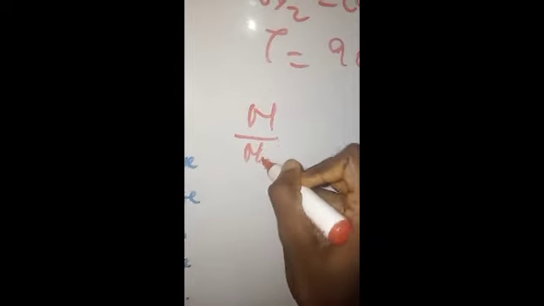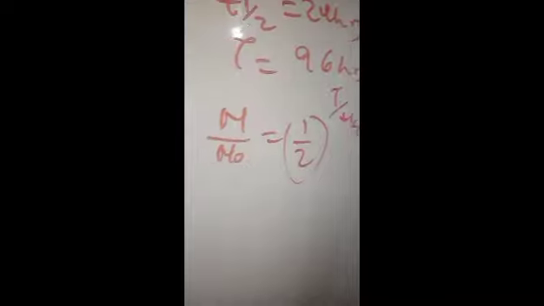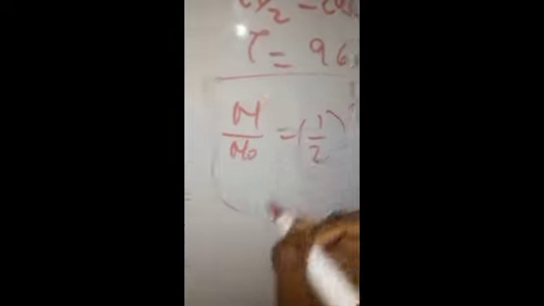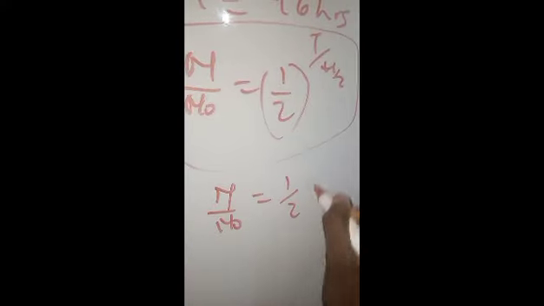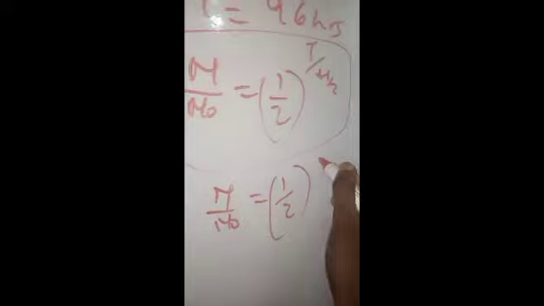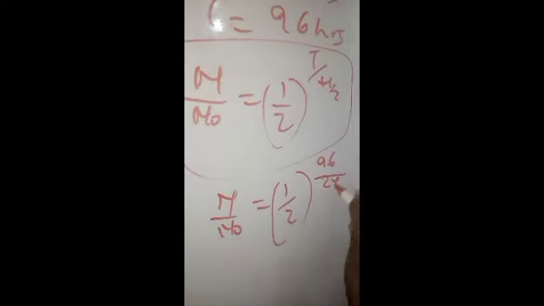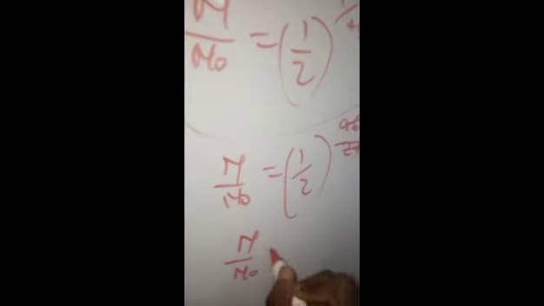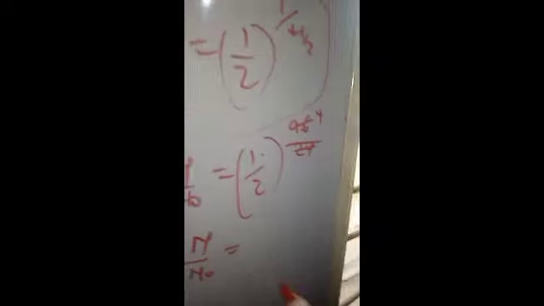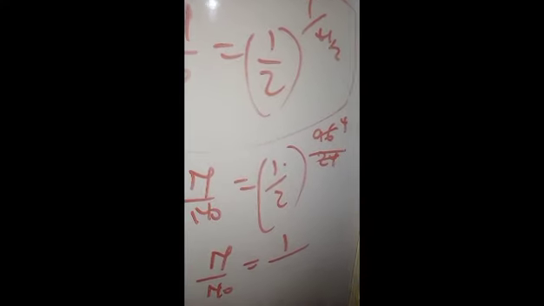N over N naught is equal to your formula, 1 over 2 to the power of T over T half. Then what's your N? Your capital letter N is what? We aren't given that. N over N naught is 1 over 2. What's capital letter T? 96 over, what's T half? 24. So you divide, to give you what? 4. N over N naught is equal to 1 over 2 raised to power 4. 1 raised to power 4 is what? 1 times 1 in 4 places, 1. 2 raised to power 4, 2 times 2 times 2 times 2, that's what?